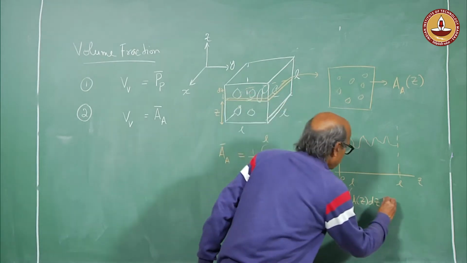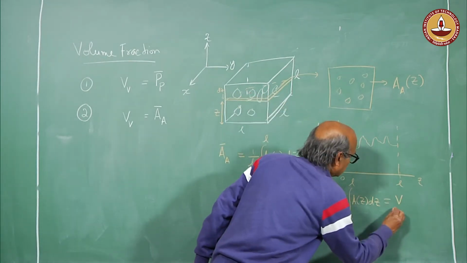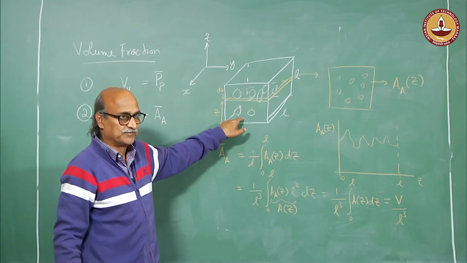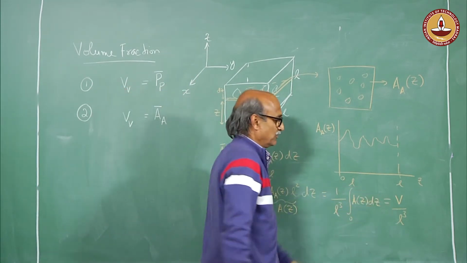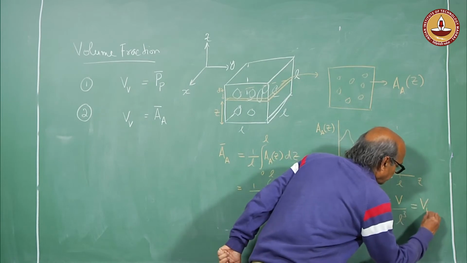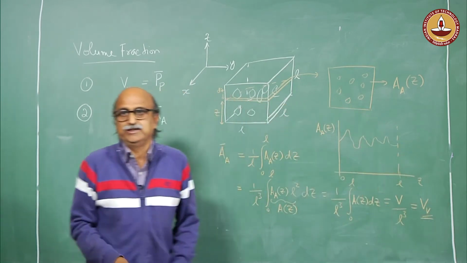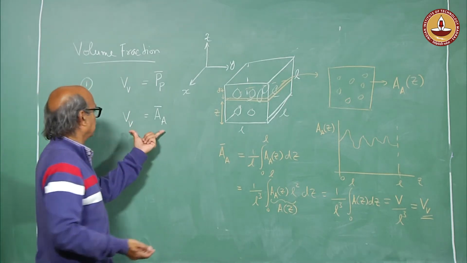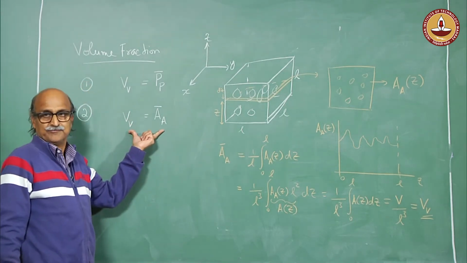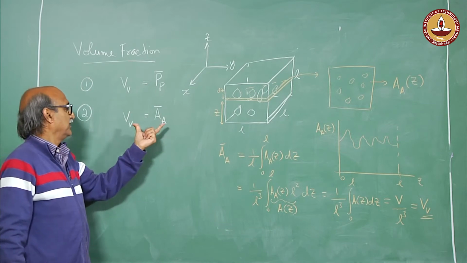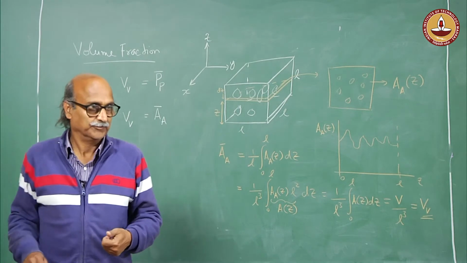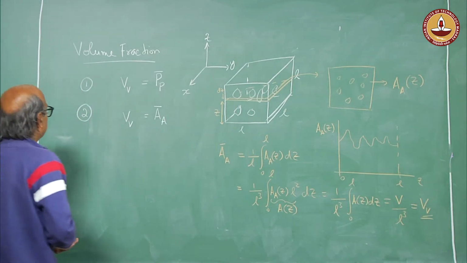So, this would be the total volume of the particles divided by the volume of my cubic space. Now, this is nothing but volume fraction. So, this formally shows that this relationship is indeed correct, that the area fraction is an estimate of volume fraction.